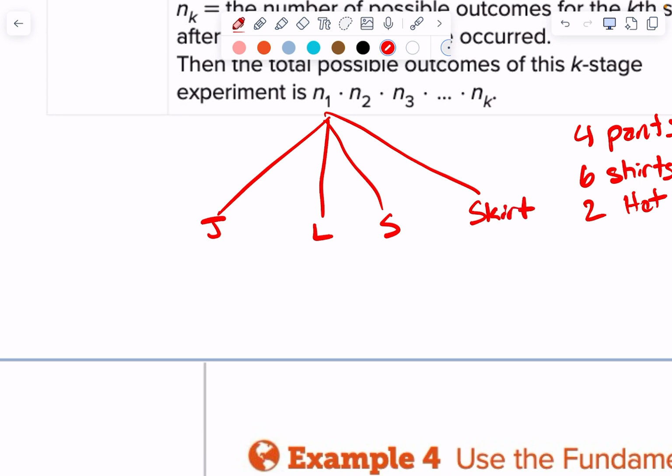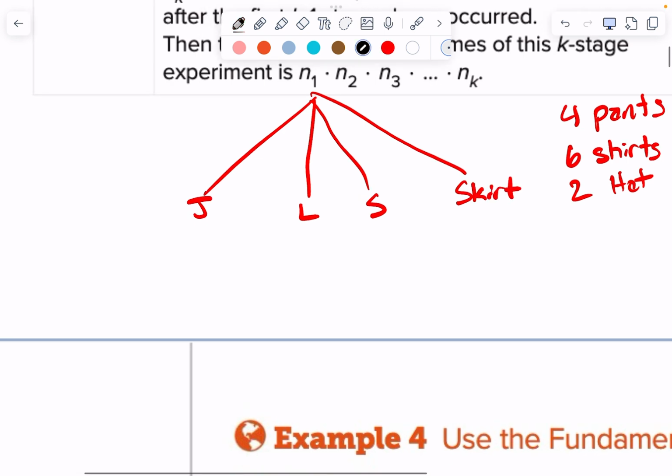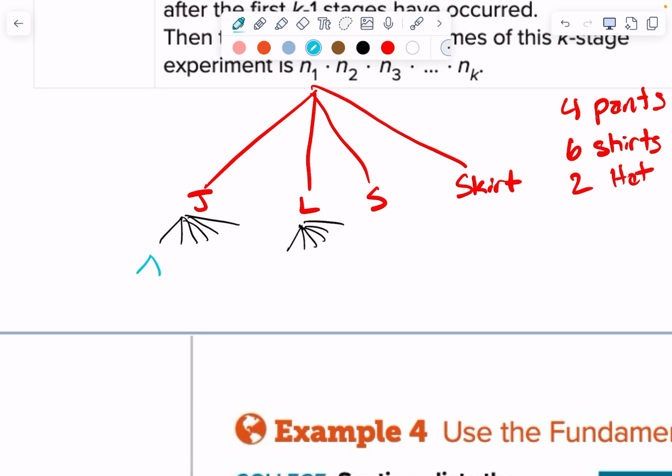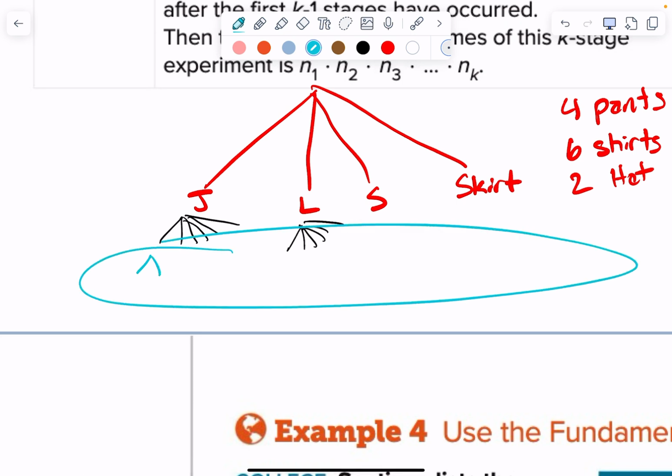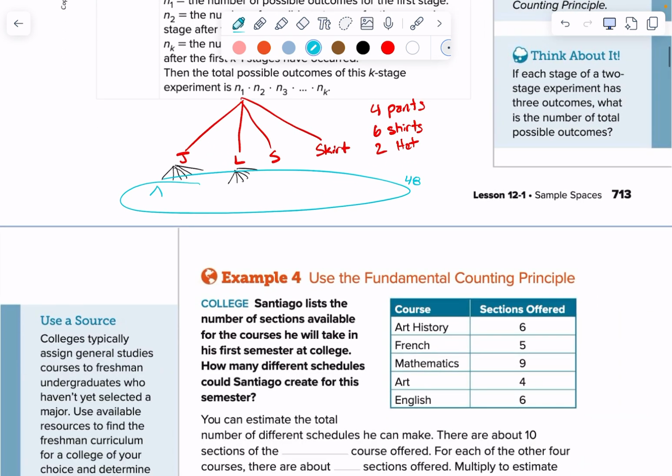Those are my pants, right? Okay. And then within those, off of each one, I'm going to do how many? 6. 1, 2, 3, 4, 5, 6, etc., right? And then off of each one of those, I'm going to do 2 more, right? So on this lowest level, how many will there be? 48. Yeah? And you can see why, right? It ends up multiplying pretty fast. Got it? All right, fundamental counting principle.